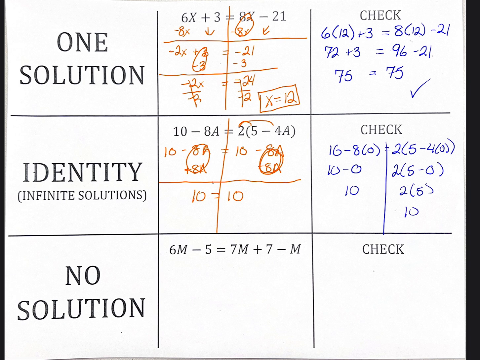So again, we come up with the same solution. No matter what number we plug in for a, we're always going to come up with the right and the left matching each other. That is infinite solutions.